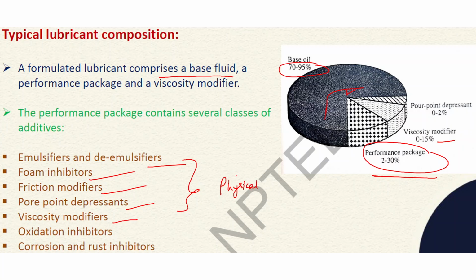These are basically physical. They basically affect the lube oil physically, meaning no chemical changes take place. They are basically chemically inert. Whereas the oxidation inhibitors and corrosion inhibitors are chemically active. They perform some kind of reaction inside the lubricating oil to prevent oxidation of the lubricating oil and to prevent corrosion and rusting.